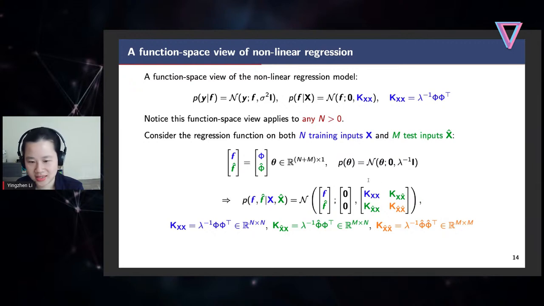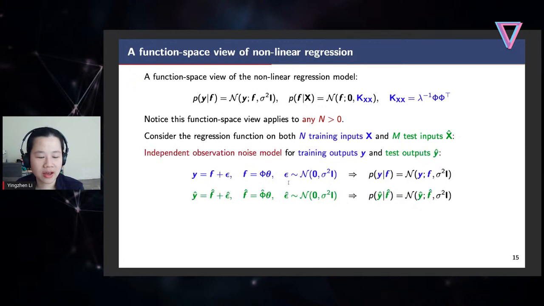Just as I said, what we are doing here is essentially writing down both the training data and test data predictions, and then pushing the parameter space Gaussian distribution into a function space Gaussian distribution as well.